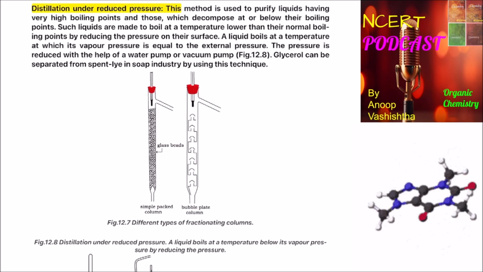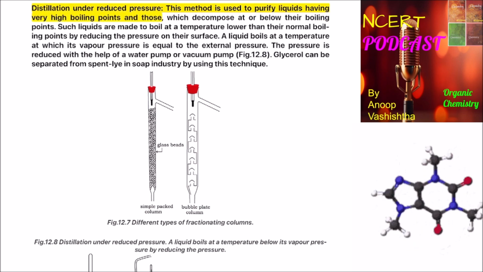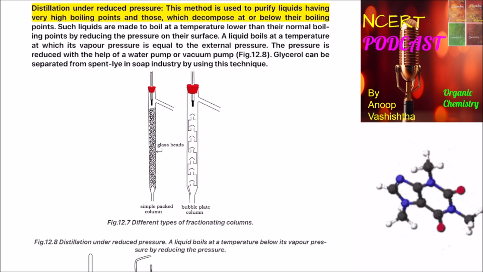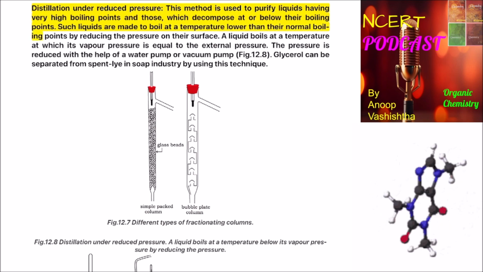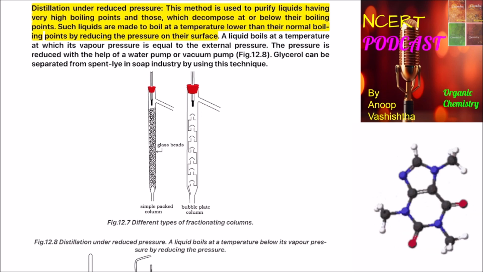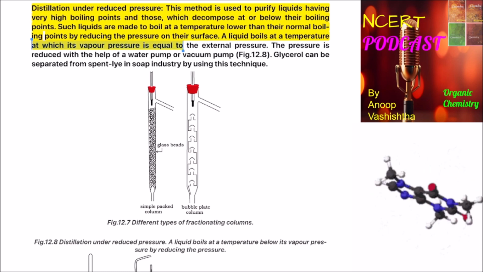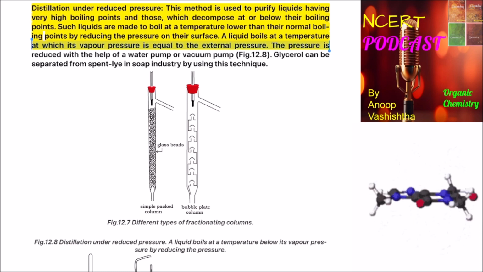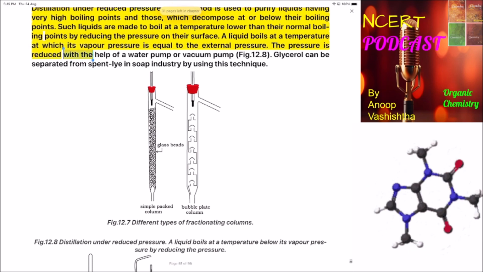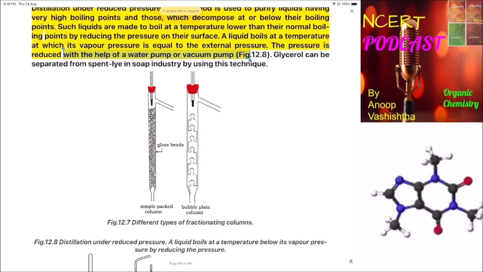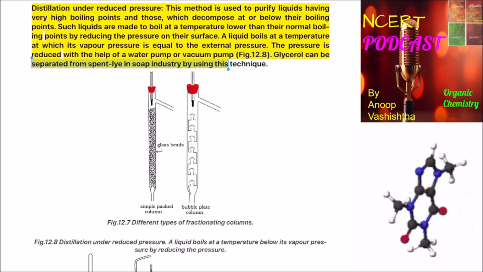Distillation under reduced pressure. This method is used to purify liquids having very high boiling points and those which decompose at or below their boiling points. Such liquids are made to boil at a temperature lower than their normal boiling points by reducing the pressure on their surface. A liquid boils at a temperature at which its vapor pressure is equal to the external pressure. The pressure is reduced with the help of a water pump or vacuum pump, figure 12.8. Glycerol can be separated from spent lye in soap industry by using this technique.